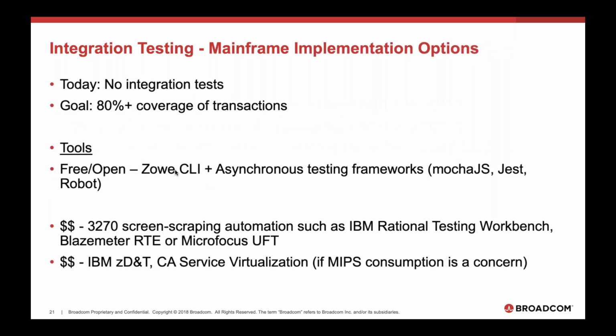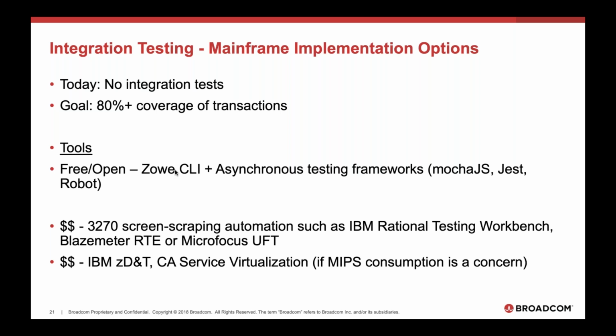Now, from an implementation option perspective, there's really not much done today in the industry as far as integration tests go with mainframe. Ideally, you want 80% plus coverage of all transactions that you might have. Obviously, it would be good to prioritize which transactions are most used or most business critical, and focus on automating those first.